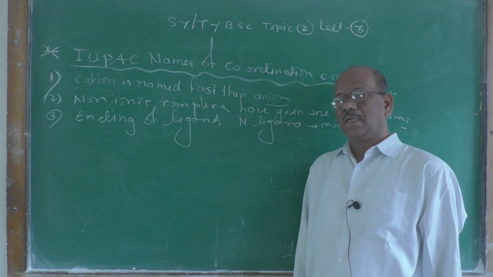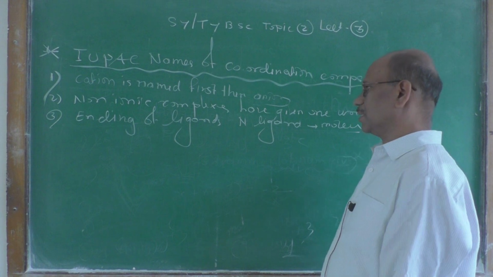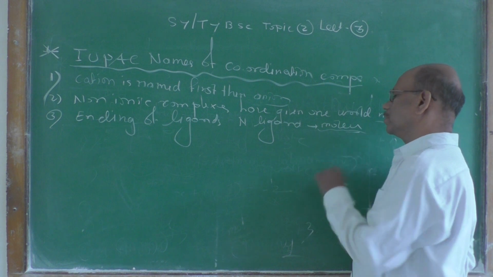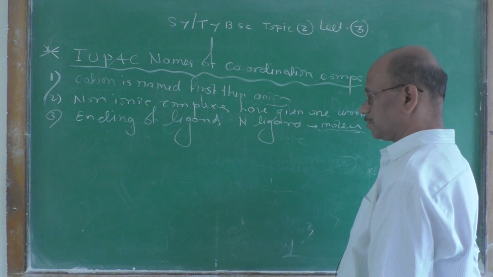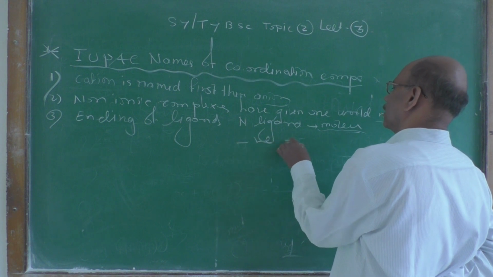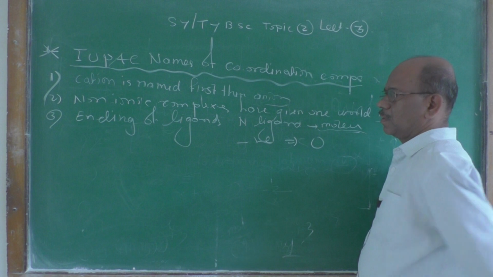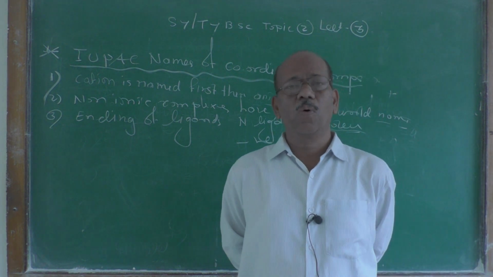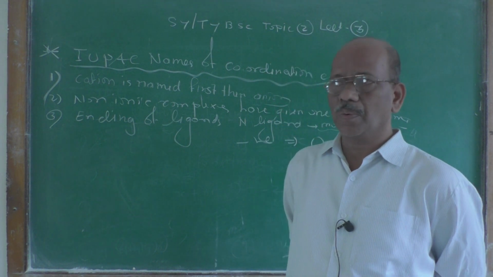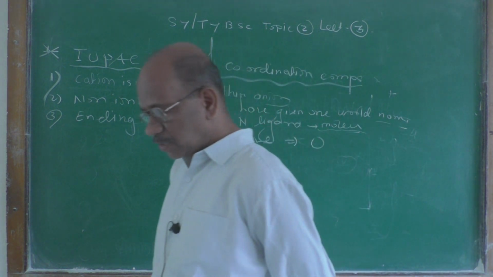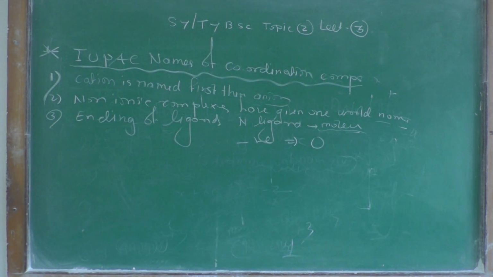Nitrogen oxide is called nitrosyl. Some exceptions are there, otherwise the name of the molecule is used as it is. Then a negative ligand ends with O. Chloride, bromide, we call as chloro, bromo, iodo, thiosulfato, nitro, nitrito, so like this. So this particular system is actually used here. Okay?